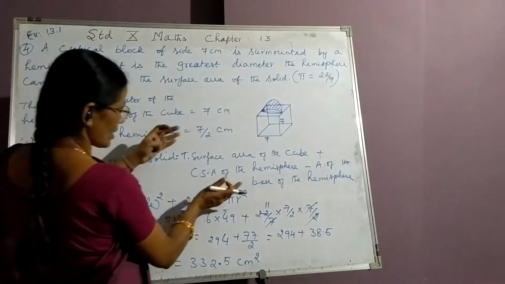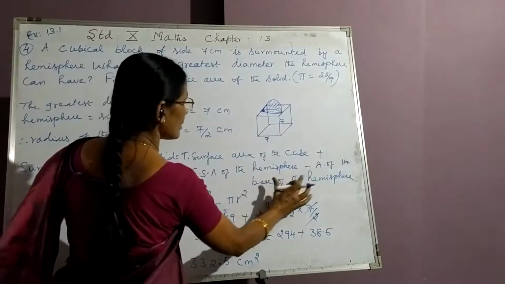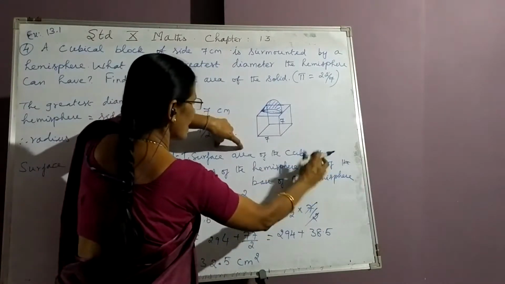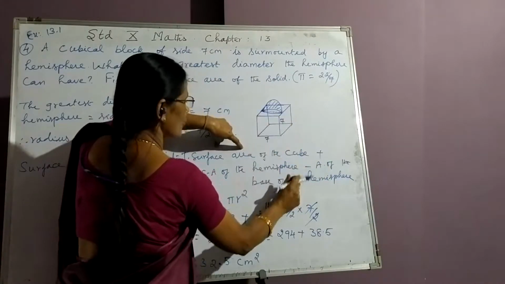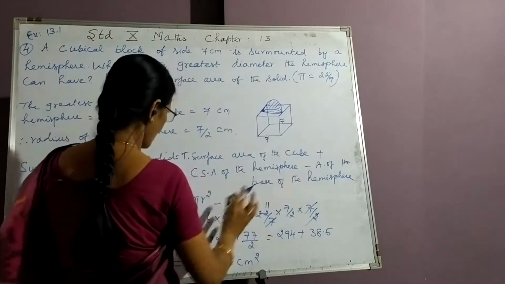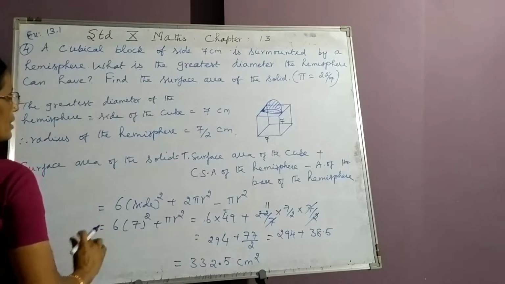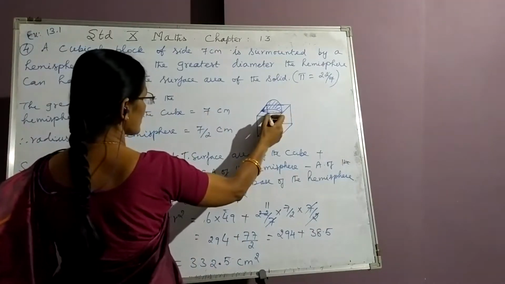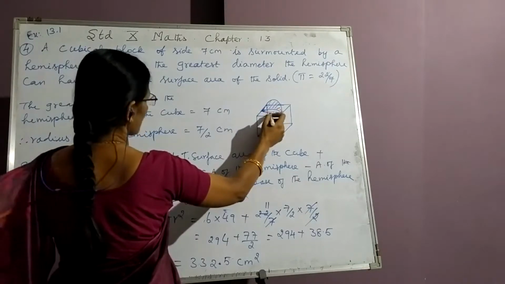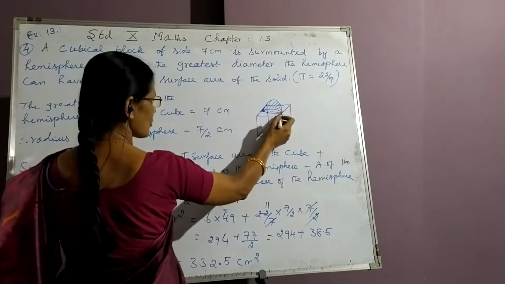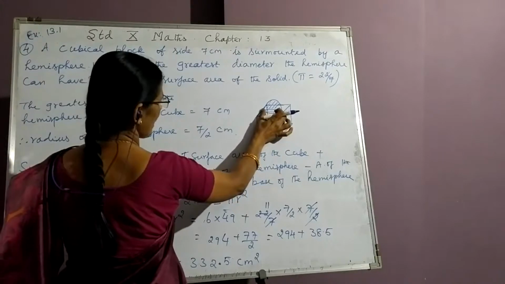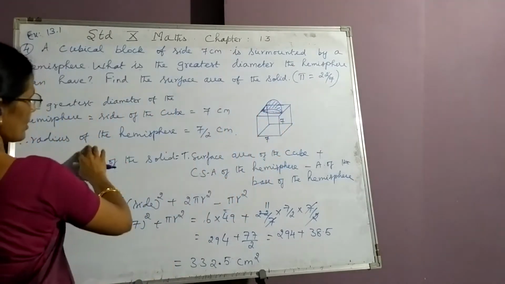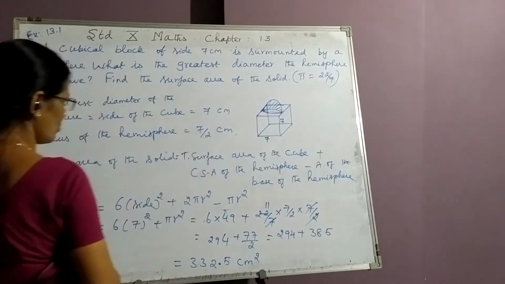Only thing here we should understand why it got subtracted. This area is already contained in total surface area of the cube, and this portion is unseen. Therefore, we subtract the area of the base of the hemisphere. And we want the biggest diameter of the hemisphere, which is surmounted on the cube. Therefore, the biggest diameter of the hemisphere is nothing but side of the cube. Therefore, its radius becomes 7/2 centimeter.